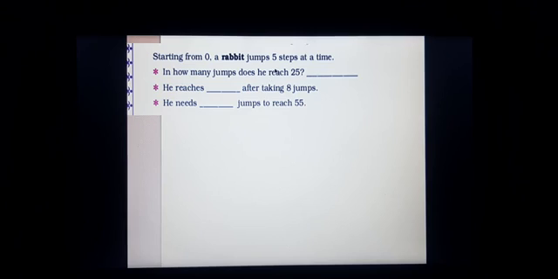Here the rabbit is taking 5 steps. For 1 jump, he is taking 5 steps. There the frog, 1 jump, 3 steps. But the rabbit, 1 jump, 5 steps. In how many jumps does he reach 25? So you have to find out.